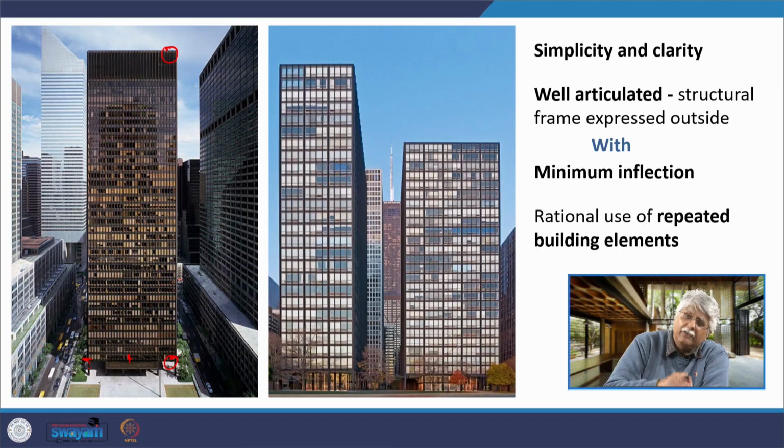But in the case of Mies van der Rohe, he brought down inflection to the bare minimum. We find that center and side, bottom and top, there is minimum inflection. But the building is not boring, even though it does not give rise to monotony as it would be defined, but it gives rise to a lot of interest because of the proportion of his buildings. It is a very rational use of repeated building elements.